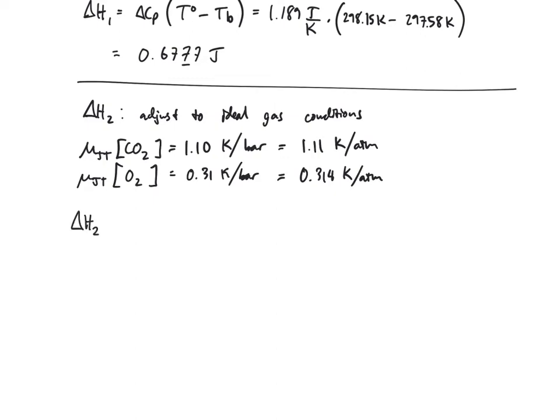Now, according to the protocol, my first correction for CO2 is going to be equal to negative Cp times mu JT of CO2. And then I'm going to have two different pressures that I need to subtract from each other. And this one, of course, is just nCO2 times Cpm for CO2.